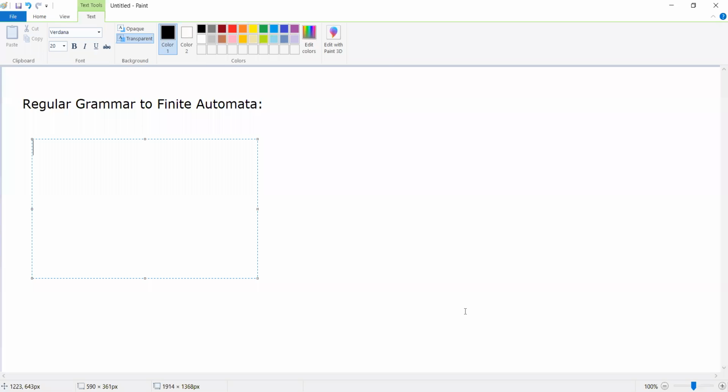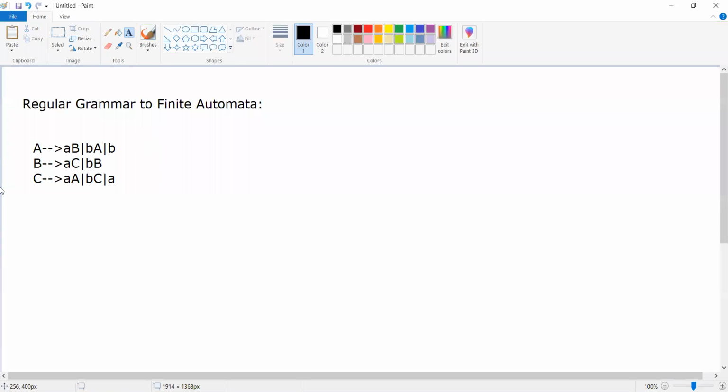So we have a grammar like this: A derives small a capital B, or small b capital A, or small b. So these are the A productions. Now the B productions are: B derives small a capital C, or small b capital B. And the C productions: C derives small a capital A, or small b capital C, or small a. This is how we have the productions associated with the given grammar.